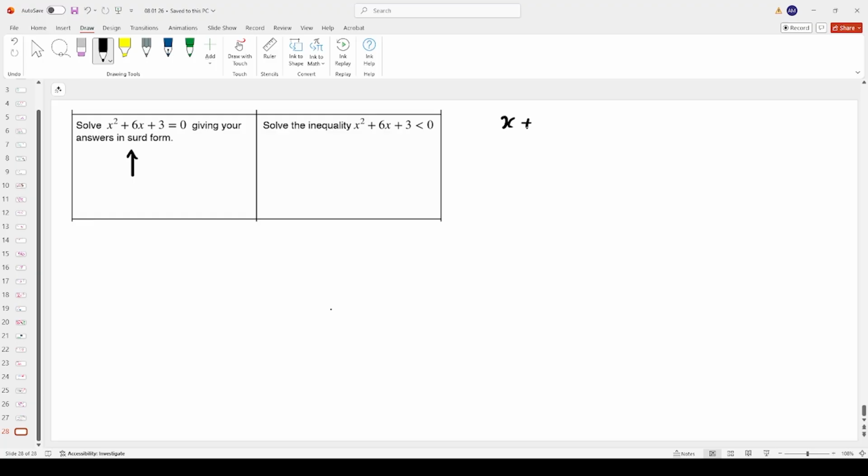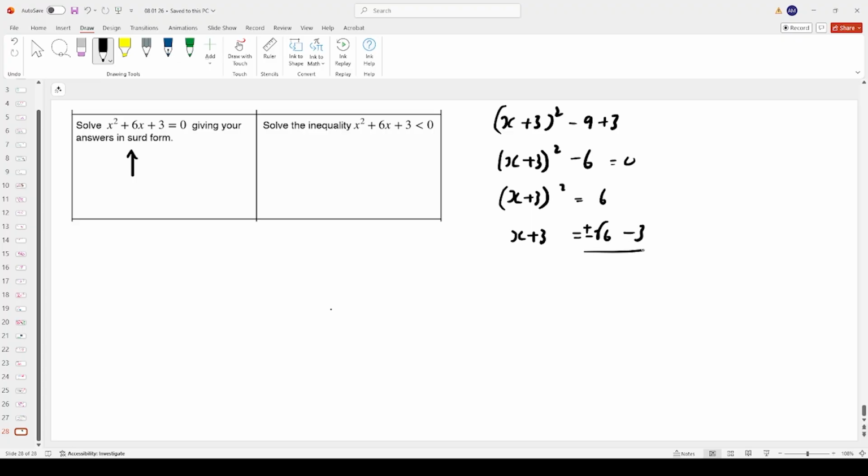So x plus 3 squared, minus 9, plus 3. For those who did quadratic formula, do you get the same answer? Square root of 6, so that's plus minus, and that's going to be minus 3, so that's the answer.